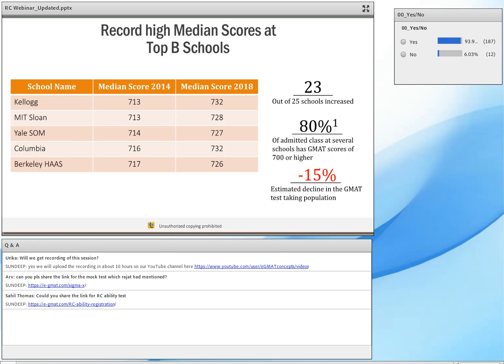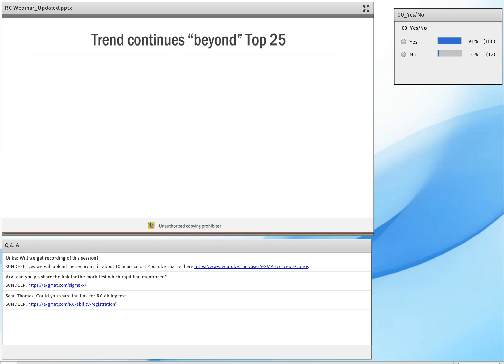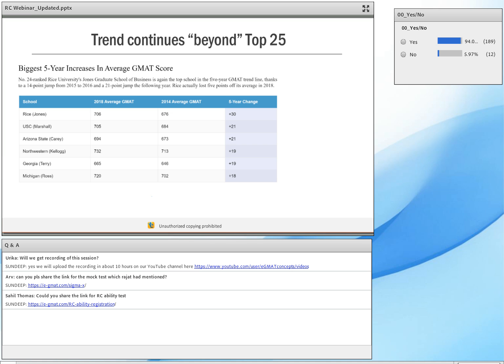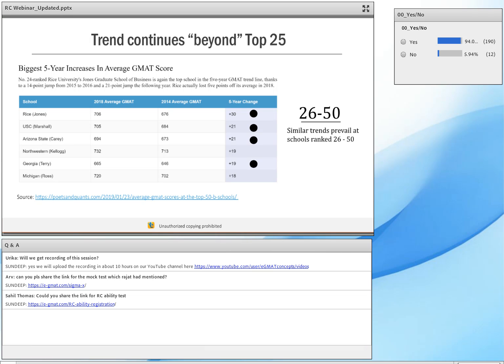Now, this year, we expect to see an increase. So you can really see the need for a higher GMAT score go up. And this trend is not limited to the top 25. The schools ranked 26 to 50 actually follow the same trend. Here you can see certain schools where you've seen the highest jump in median GMAT scores, and the black dots are the schools that are not in the top 25, and you can see the jumps over there are significant.